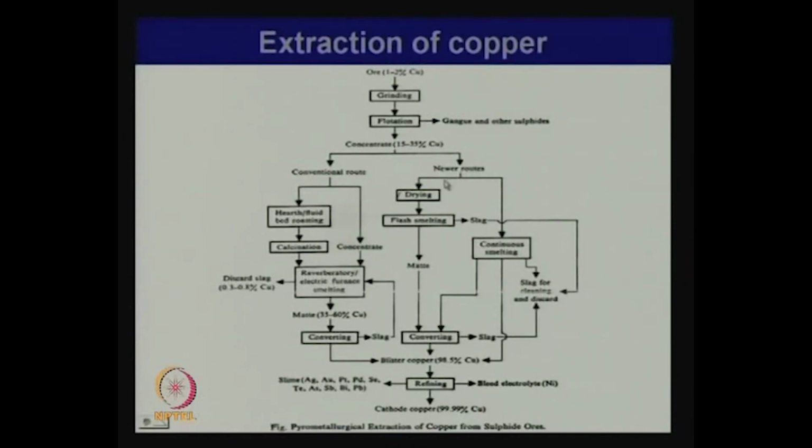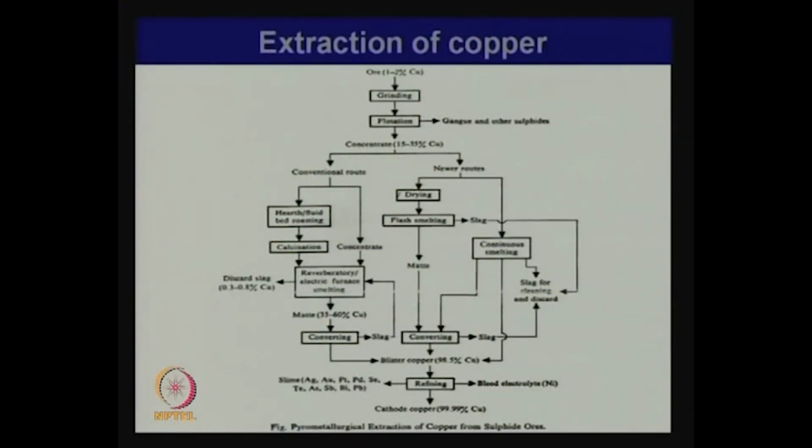The first step in that direction was flash smelting, where after you have got the concentrate, it is dried, and then there is no separate roasting and smelting. It is all done together in a flash smelter, where in suspension all the reactions take place. In one stage you produce matte, and that goes for converting. So, you are producing matte in one step.